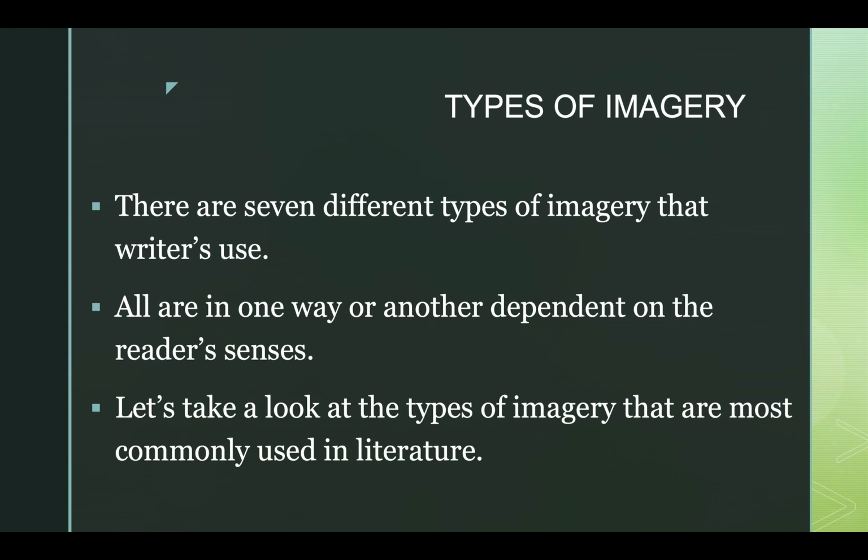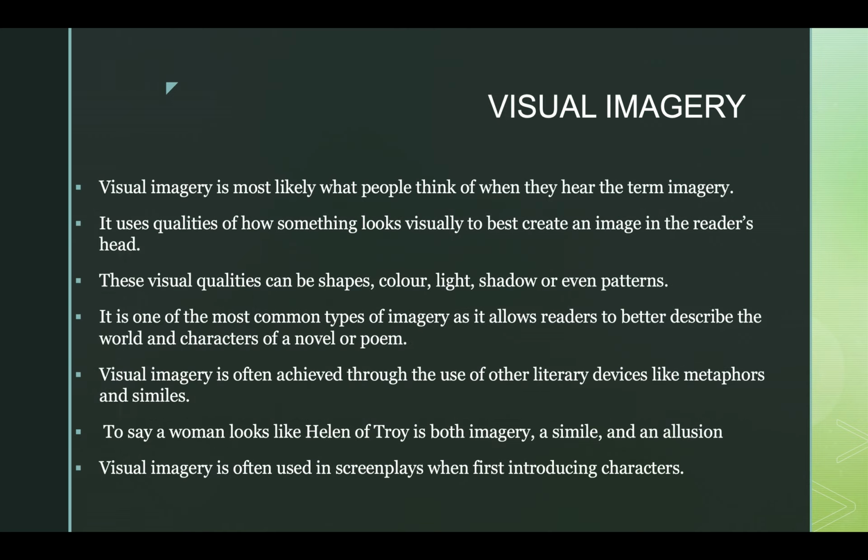We have some types of imagery we're going to be looking through. There are 7 main types, and most, if not all of them, depend on the senses in one way or the other. Let's get into them. First off the bat, we have our visual imagery. This one is kind of clear cut. It's what you are able to see. And so, what the writer will do is describe something, whatever it is that they're trying to bring across to you, in a way that you can do what? Visualize it.